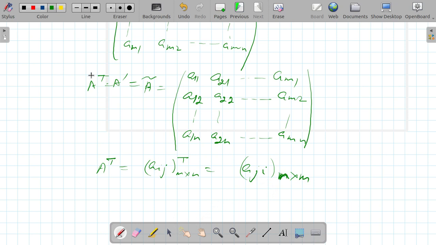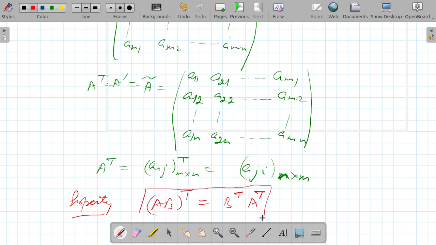And there is a very important property which we will use later. The property is that if we have a product AB and we take its transpose, then it is the transpose of B first and then the transpose of A. So this is a very important property which we have to keep in mind.